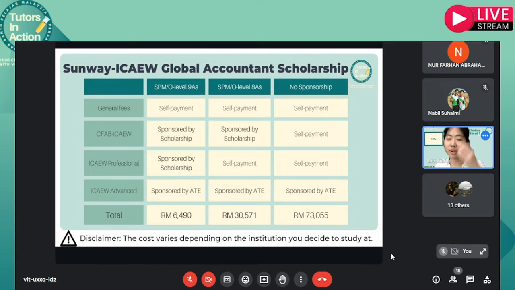when I just finished my SPM, I looked through the scholarships, and usually you would need to have a minimum of 9A+ in order to get a full scholarship. And then the full scholarship is usually just for your foundation level. So I really feel that this is a great deal because you only need 9A's to get the scholarship, and it is covered from foundation all the way to when you are qualified. So yeah.